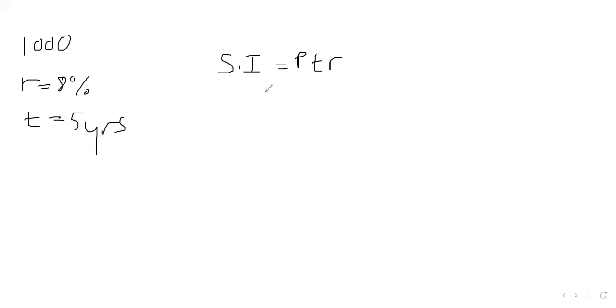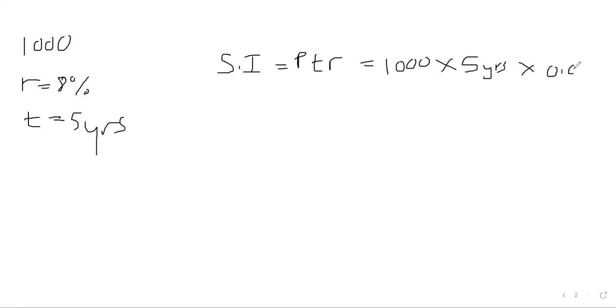And PTR. So what is our principal? What is our P? 1,000. What is our time? 5 years. And what is our interest rate? 8%, which is 0.08.